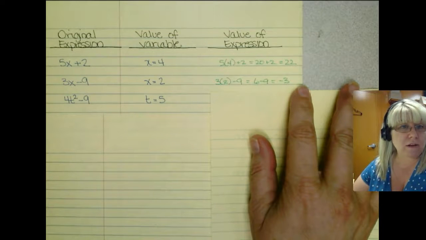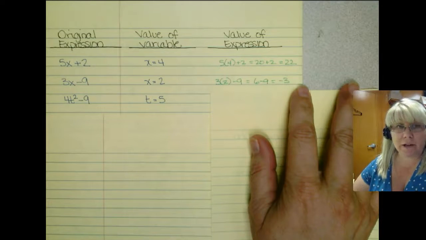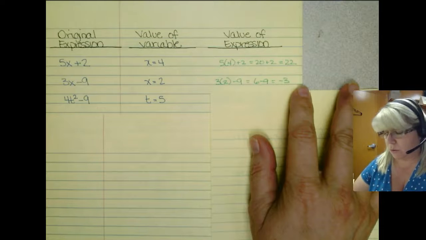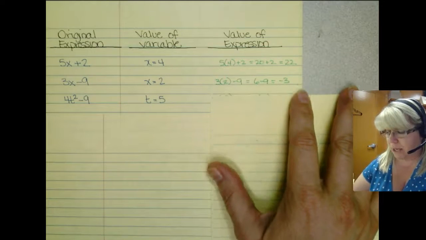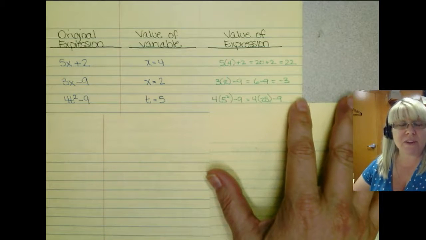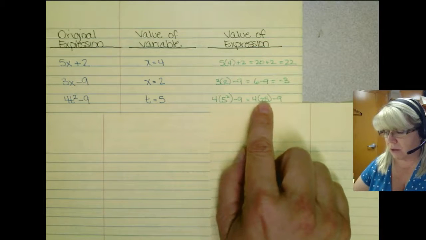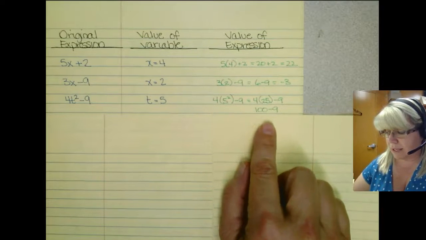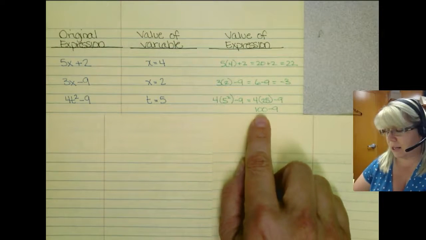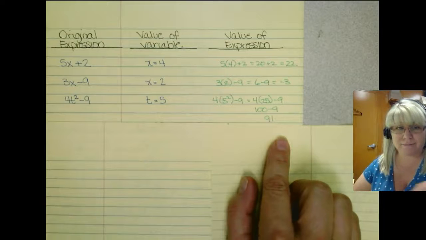Let's try another one. 4t squared minus 9. Well, when t is 5, it becomes 4 times 5 squared minus 9. 5 squared is 25. 4 times 25 is 100, and 100 minus 9 is 91.